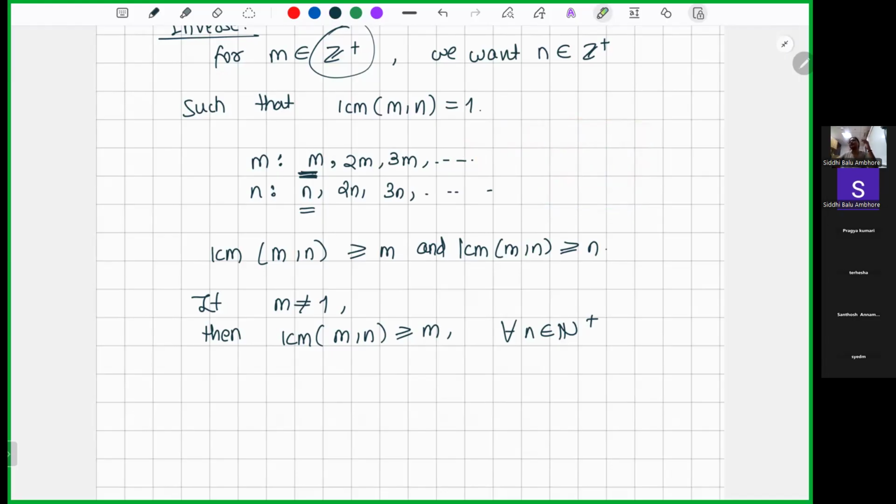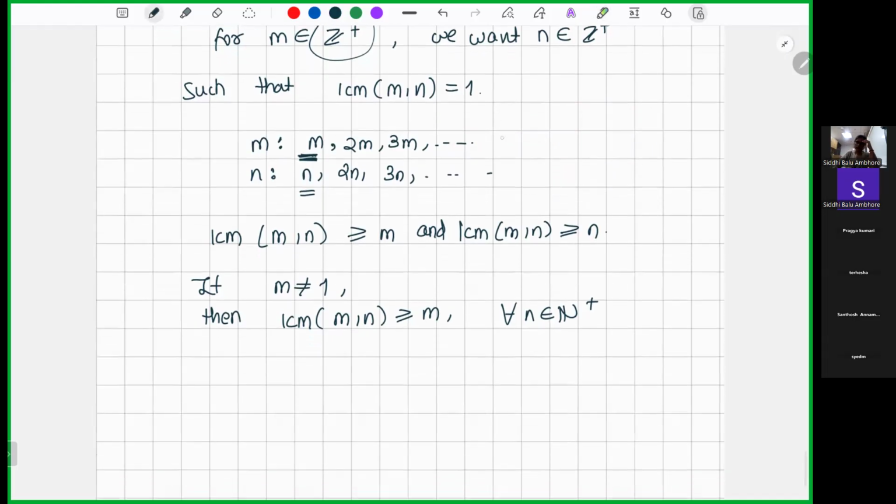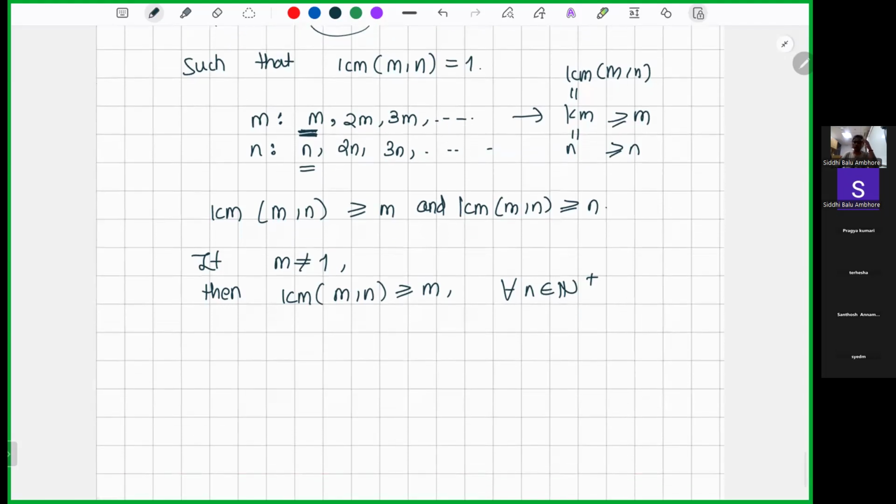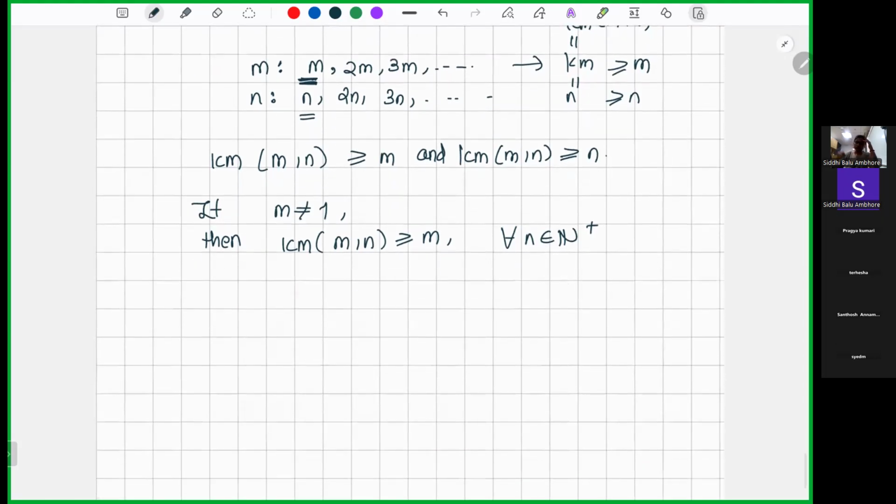That it is greater than both m and n. So if it is some kn here, km is some kn, that is my LCM. So this is greater than m and this is greater than or equal to n. So it is greater than or equal to both m and n. So this LCM, if m is not equal to 1, this LCM will be greater than or equal to m, which is strictly greater than 1 in my case.